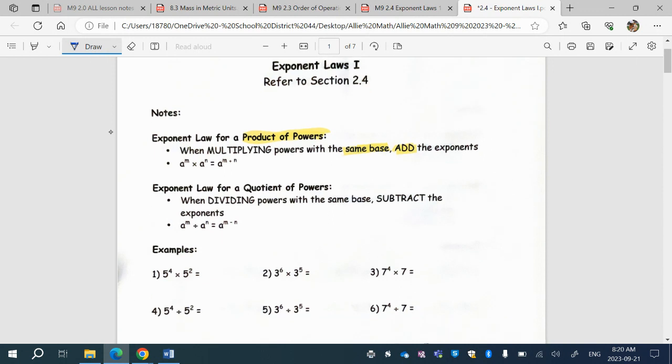And I know not everybody is a letters person, so let me show this for you in numbers as well. If we had 2 to the power of 3 times 2 to the power of 2, this is basically the same as 2 times 2 times 2, that's the 2 to the power of 3, times 2 times 2, that's the 2 to the power of 2. And if we count them all up, we have 2 to the power of 5, which is the same as just adding those exponents right there.